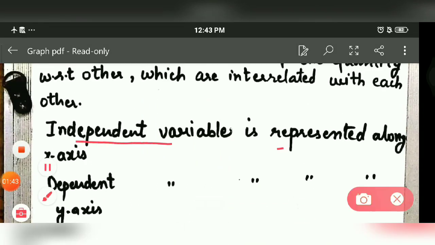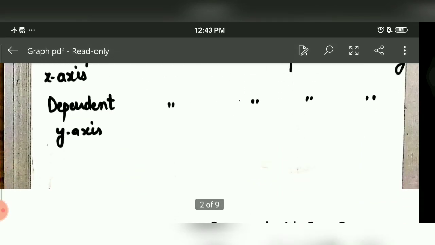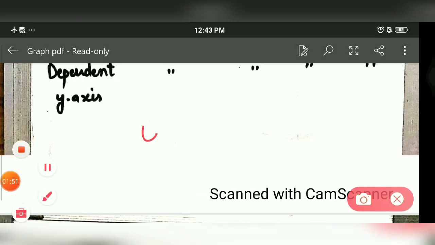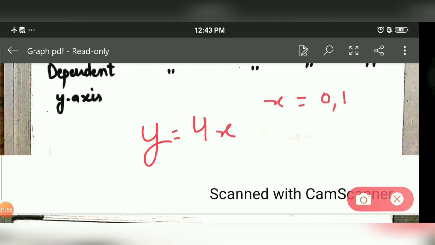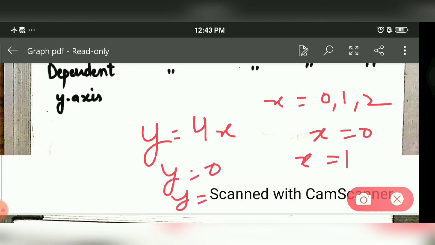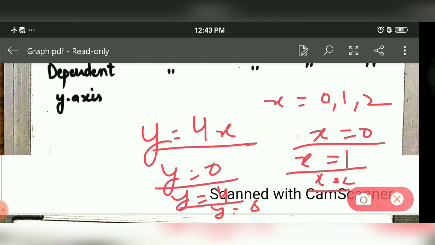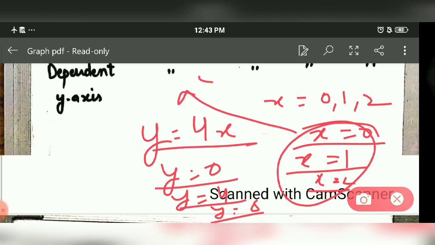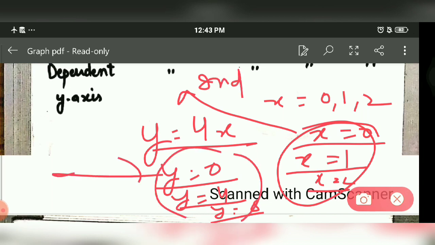Independent variable is represented along the x-axis, dependent variable along the y-axis. As I already told you, if I have an equation y equals 4x, here x equals 0, 1, 2, say. When x is 0, then y is 0. When x is 1, then y is 4. When x is 2, then y is 8. So depending upon the value of x, y has the corresponding values. So x is here the independent variable, but y is depending upon x. Depending upon x, it has values 0, 4, and 8.